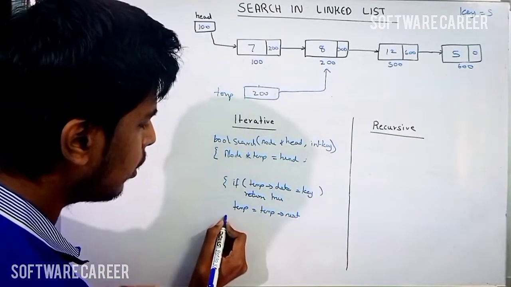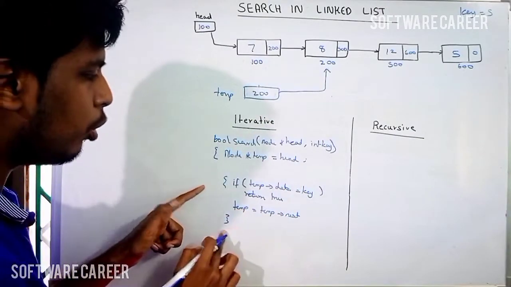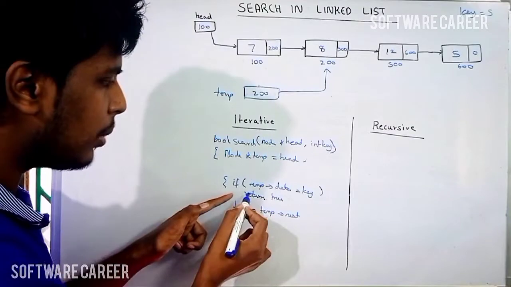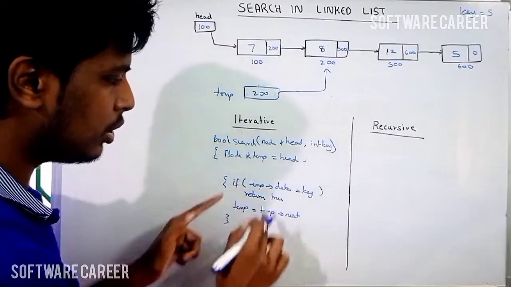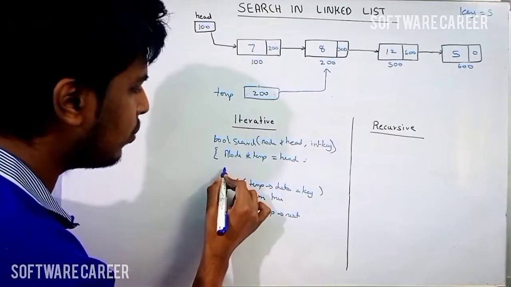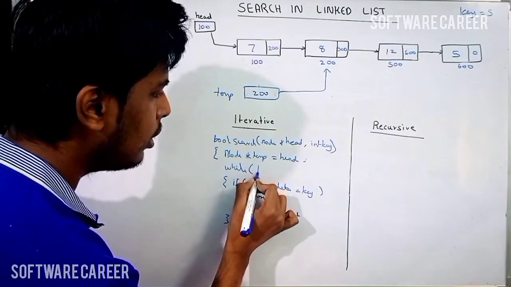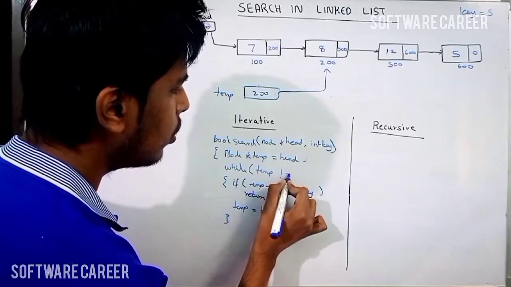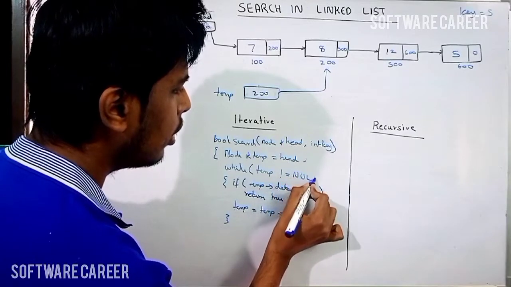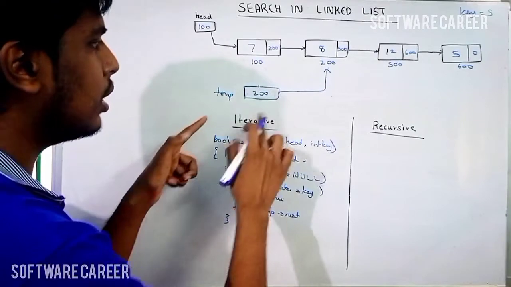Now I have moved. Now again I will check. I should go back to the same condition and check whether this 8 is equal to 5. I should go to this step. How can I go? I should write a while loop. See, while temp not equals to null.